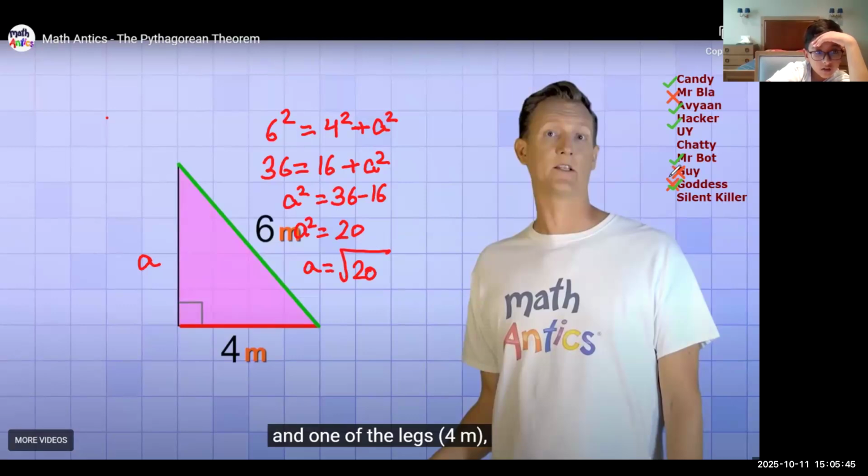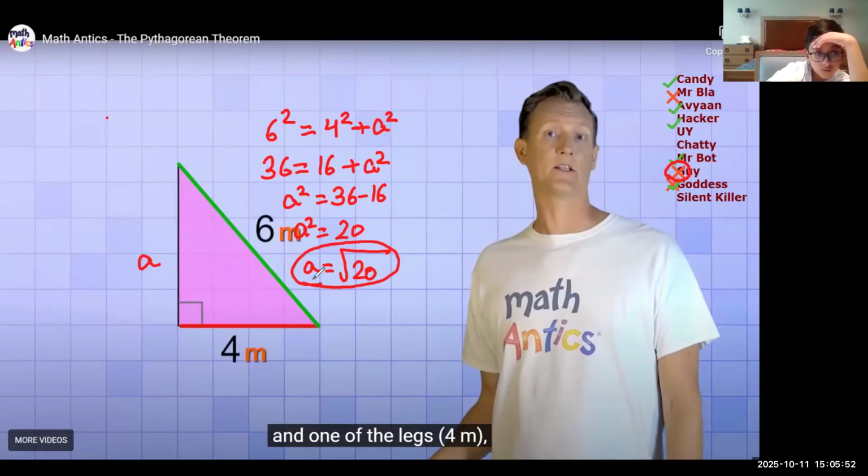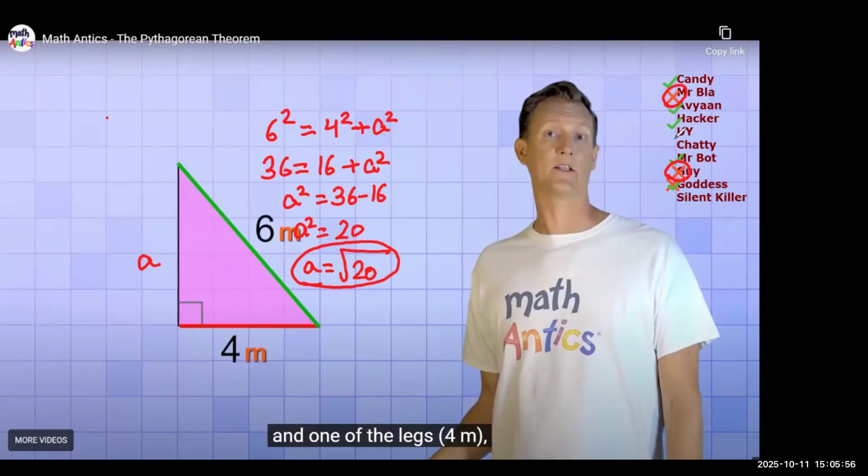So you said you can send the answer fully. I said you can send the answer in square root. Have you understood? Yes.